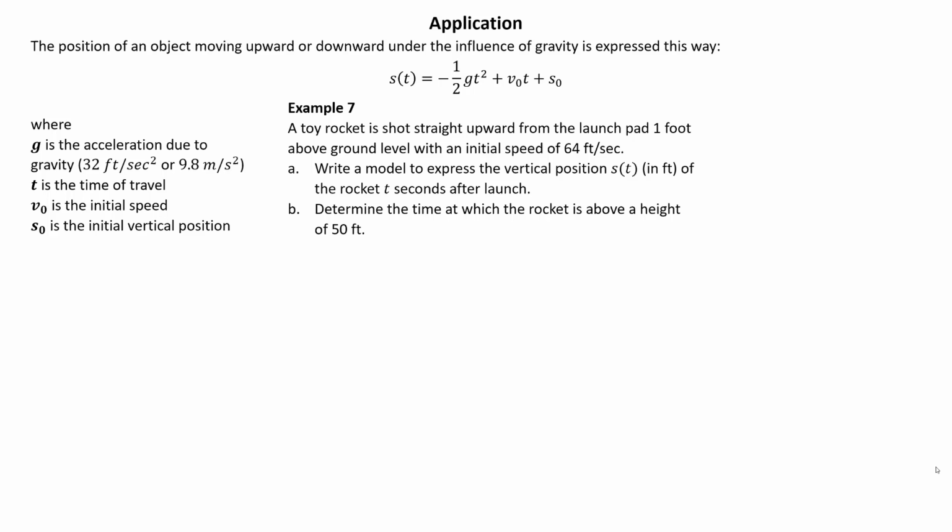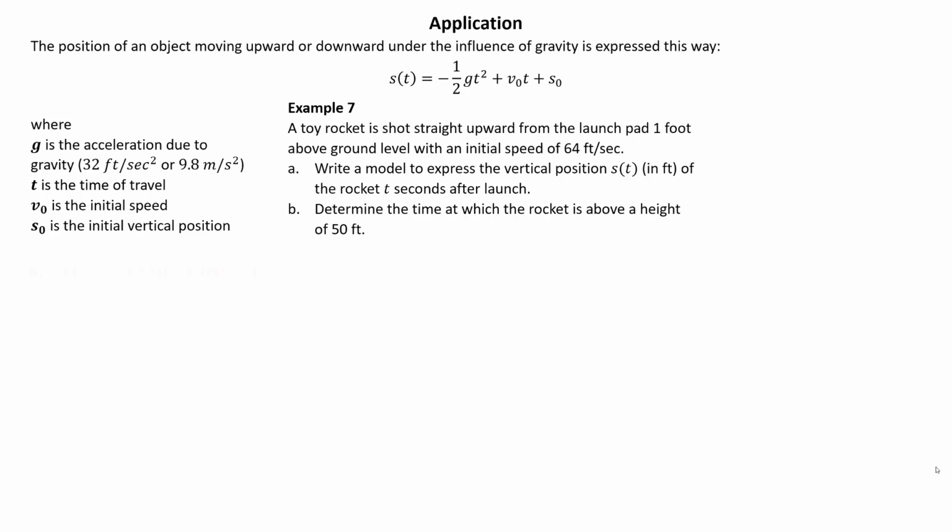A toy rocket is shot straight upward from the launch pad 1 foot above ground level with an initial speed of 64 feet per second. A, write a model to express the vertical position S of t in feet of the rocket t seconds after launch. B, determine the time at which the rocket is above a height of 50 feet.